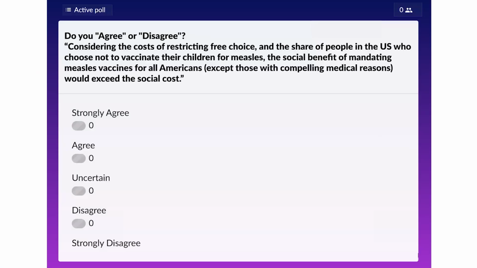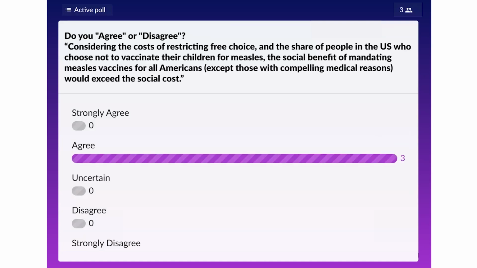So do you agree or disagree? Consider the cost of restricting free choice, the share of people in the US who choose not to vaccinate their children for measles, the social benefit of mandating measles vaccines for everybody except those with compelling medical reasons would exceed the social cost.